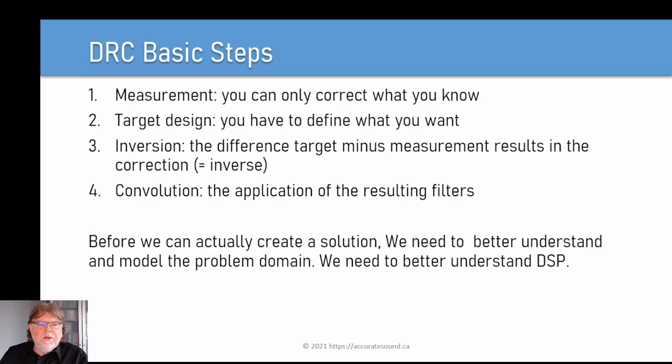The basic steps for digital room correction are: measurement, you can only correct what you know; target design, you have to define what you want; inversion, which is the difference, target minus measurement, results in the correction, i.e. the inverse; and convolution, which is the application of the resulting filters. Before we can actually create a solution, we need to better understand and model the problem domain. We also need to better understand digital signal processing.